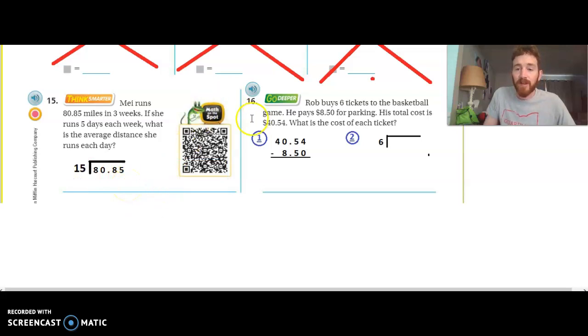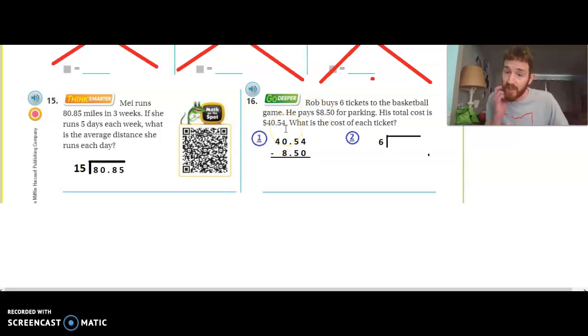All right, and then if we go to number 16, again, I'm just kind of going through this to help you set up. This one says Rob buys 6 tickets to the basketball game and he pays $8.50 for parking. So his total cost is $40.54. That includes the parking and the ticket. So our question is, what is the cost of each ticket?